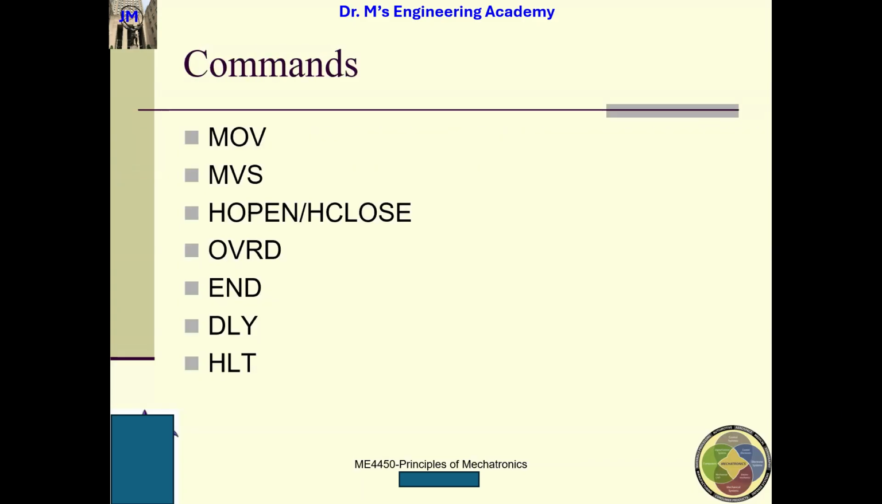Okay, guys. Let me repeat. There are several important takeaways here. What's the difference between MOV and MVS? I told you MVS moves in a straight line. MOV moves in a very, very beautiful curve. Whenever you use H open and H close, you must specify a number. For our case, number 1. Number 1 means hand 1. OVRD is used to change the running speed.